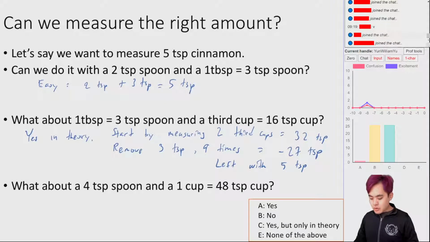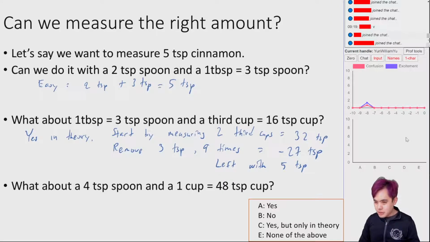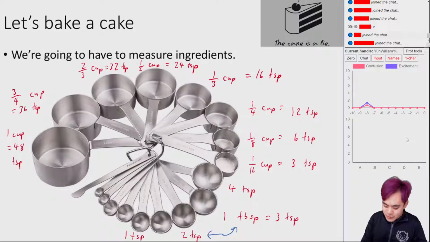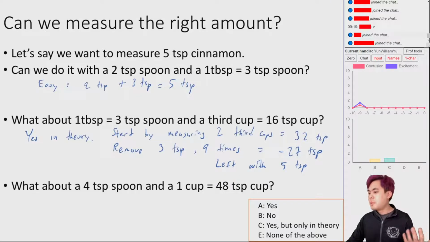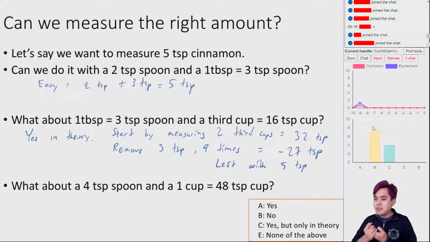Okay, well, let me zero out again. What about if you have a 4 teaspoon spoon and a 1 cup, which is a 48 teaspoon cup? So, in that case, having this one here and this one here, what do people think? Again, you have to really think about this one. Can you create 5 teaspoons from a combination of 48 teaspoons and 4 teaspoons? We just showed that you can do that with 3 and 16. Can you do that with 4 and 48?